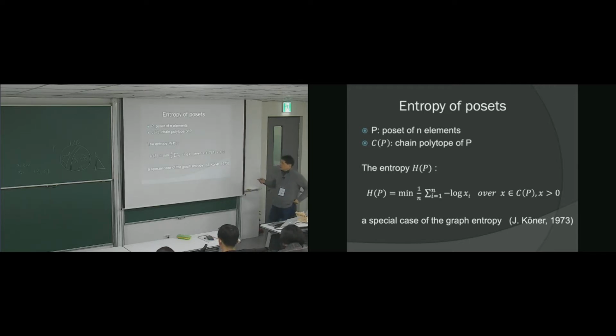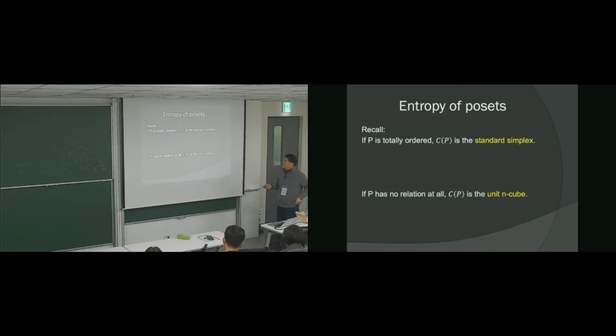Then we define entropy. The chain polytope itself is a little bit complicated. The definition of entropy uses the chain polytope, and the definition is not extremely complicated, but it's not simple either. It's a normalizing factor 1 over n and minus log xi, and the minimum of all of them. So this is a little bit complicated, but by telling entropy, you can get something at least.